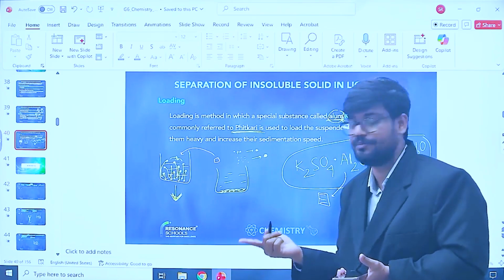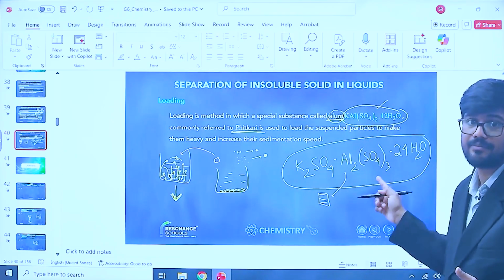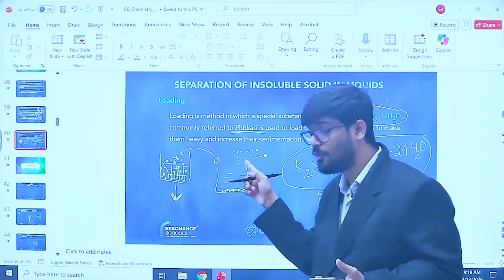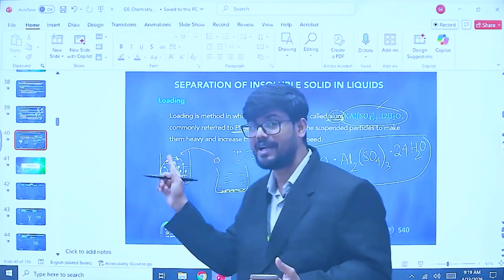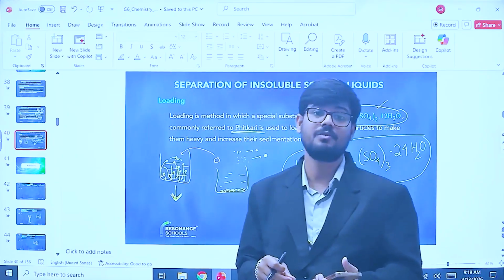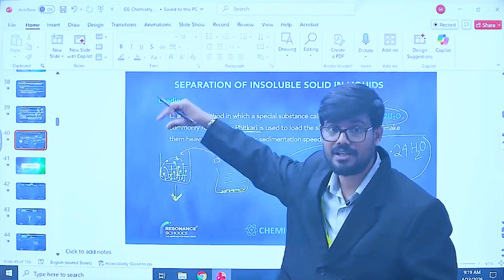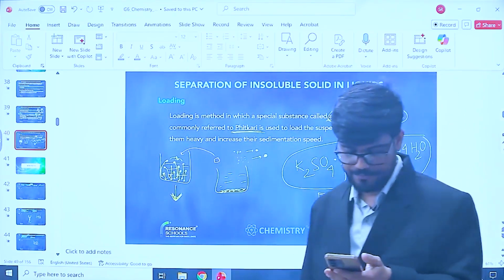How is that possible? Using alum or fitkari. If you use this, then small particles will be converted to big particles. And once they form big particles in the liquid, then immediately sedimentation will be happening. Means all these big particles will be going down. So this process is called loading. Clear?